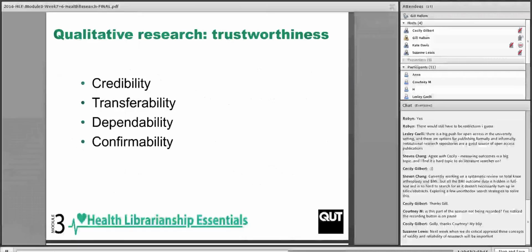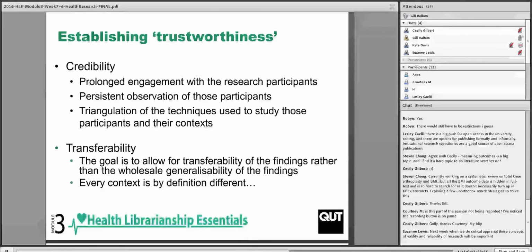In qualitative research, the trustworthiness aspect concerns more credibility, transferability, dependability. So different language is applied in that. Credibility: how credible is the research? Did the researcher just step in for an hour or so, or were they actually engaged for a month, 2 months, 6 months, or whatever it might be? What's the quality, the persistency of the observation of the research subjects within that? Can you triangulate the different techniques to study the participants and their contexts?